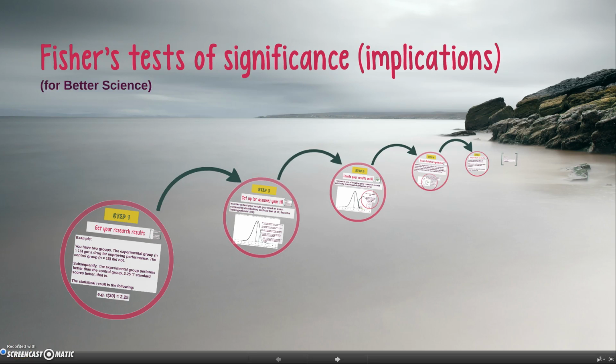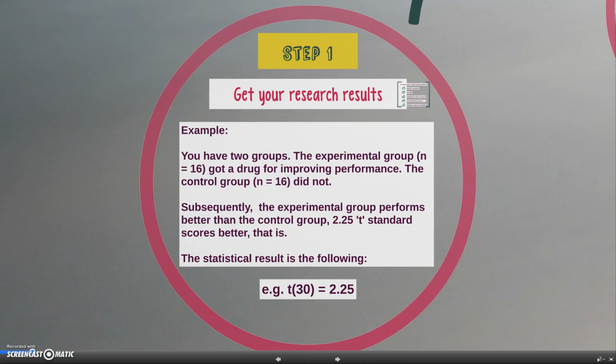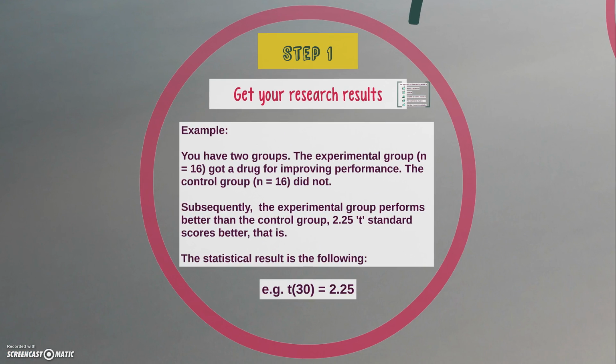Hello again. This is a second video on Fisher's test of significance, focusing on the implications of using the test. In an earlier video, I talked about the basic workings of the test, which I said could be reduced to 5 simple steps. Now we are going to look at the implications, and by implications I mean the theoretical or philosophical implications of using the test.